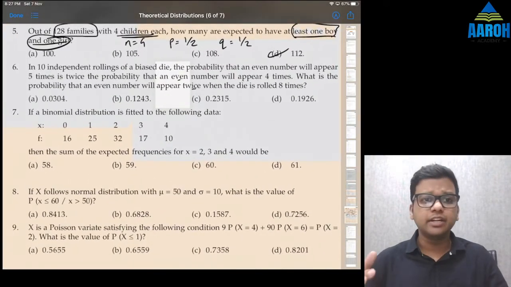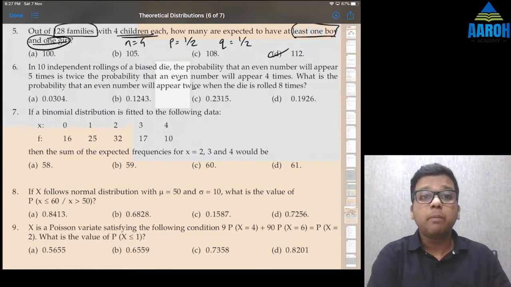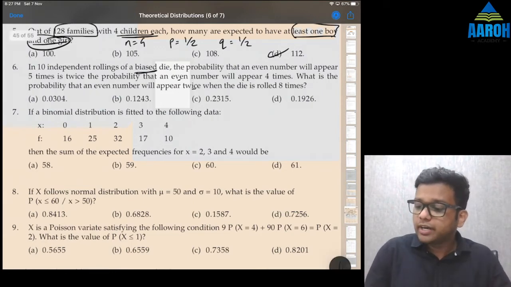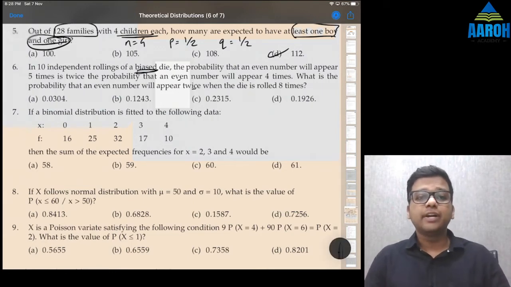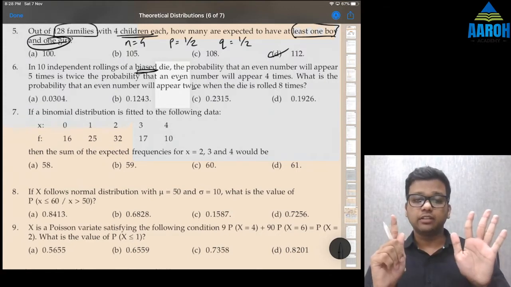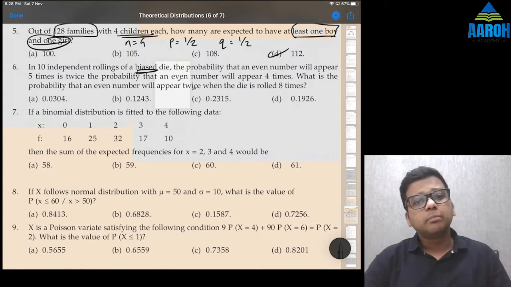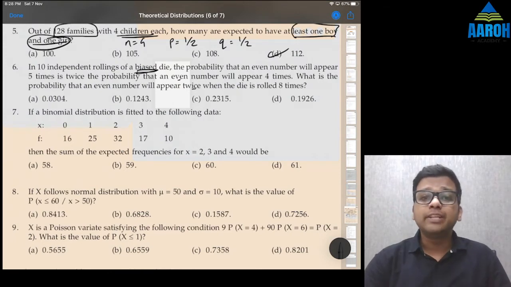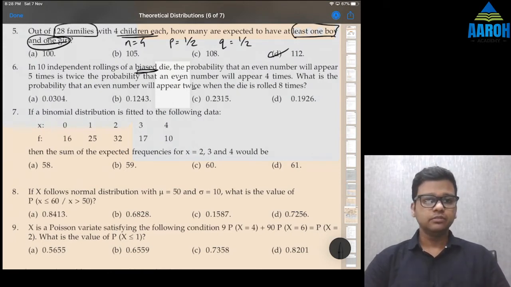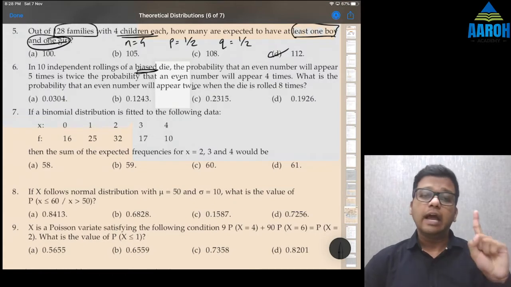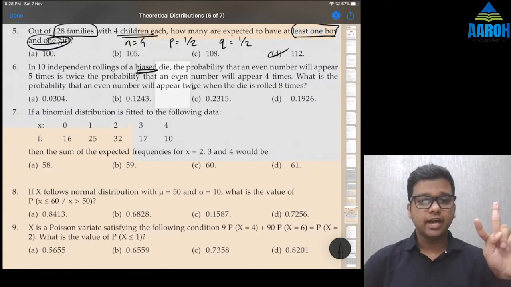Now, the sixth is again a different question. Let's read. In 10 independent rollings of a biased die, biased, that means it is not a proper die, not a proper dice where you have 1, 2, 3, 4, 5, 6 written. It might be something else. The probability that an even number will appear 5 times is twice the probability that an even number will appear 4 times. Now, first of all, even and odd are the only two possibilities on a die, right?